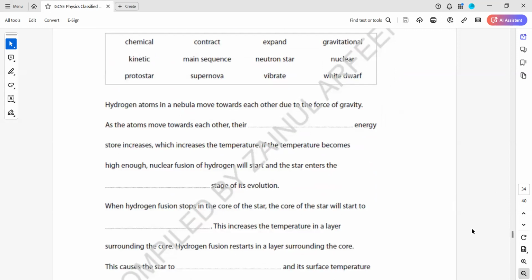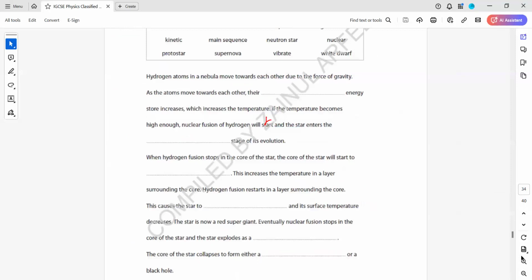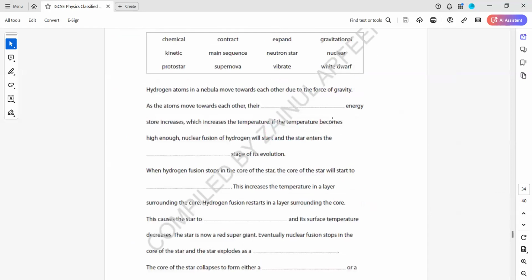So yeah, this is the whole passage. First, hydrogen atoms in a nebula move towards each other due to a gravitational force. As the atoms move towards each other, their gravitational potential energy stored decreases, so kinetic energy increases, which increases the temperature. If the temperature becomes high enough, the nuclear fusion of hydrogen will start.